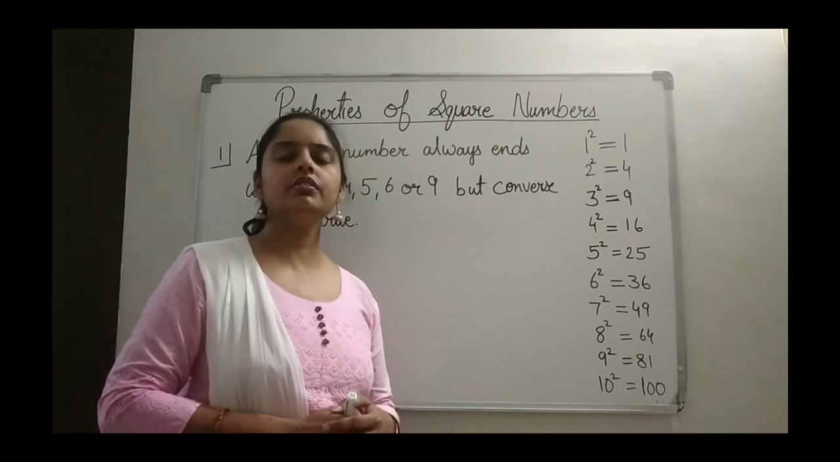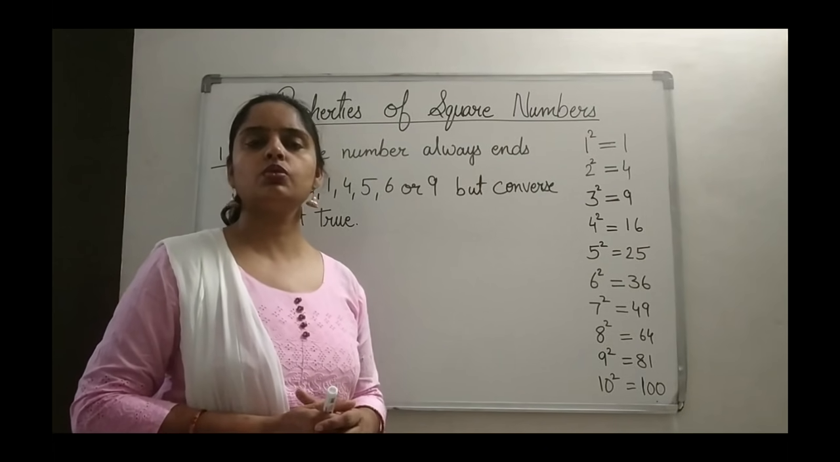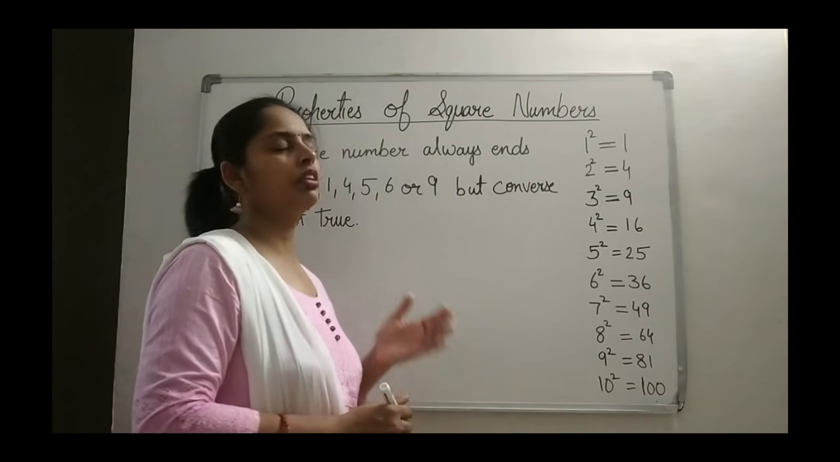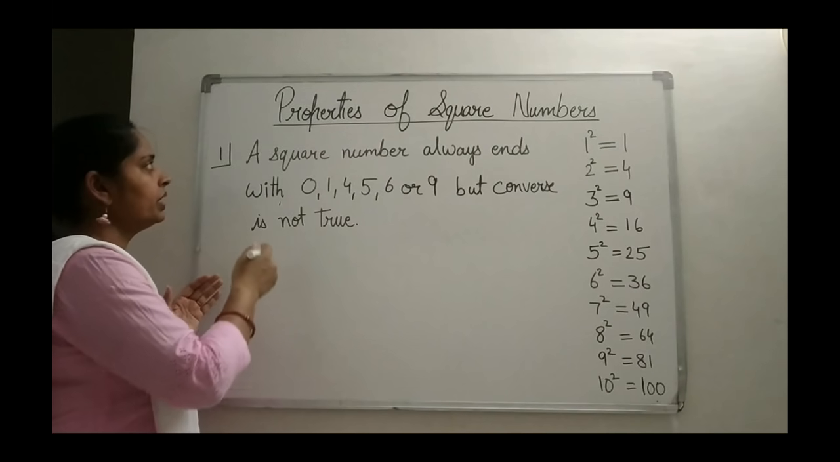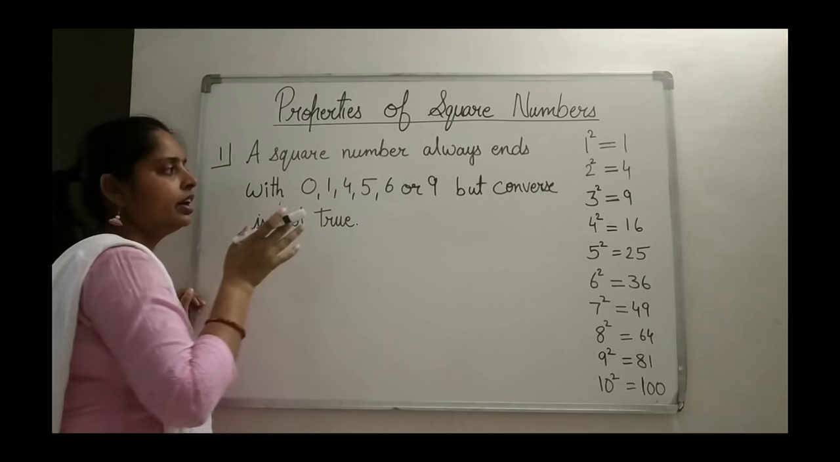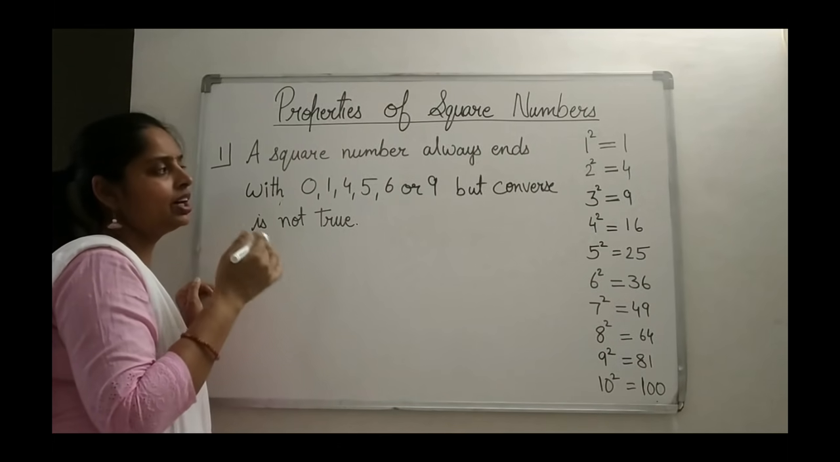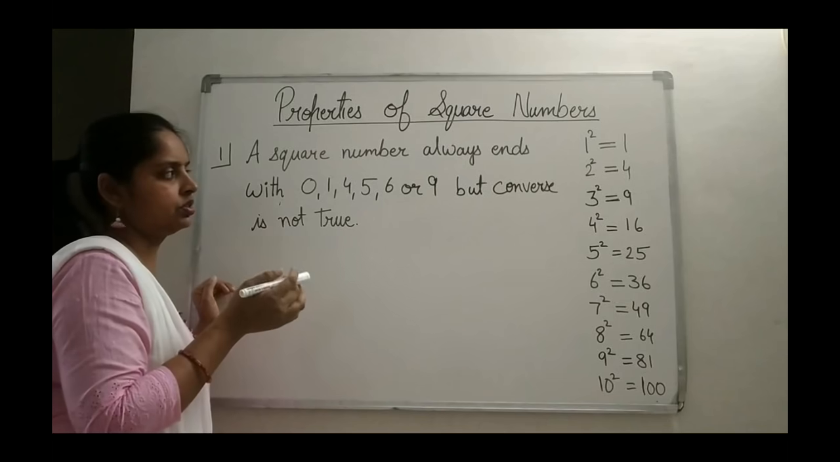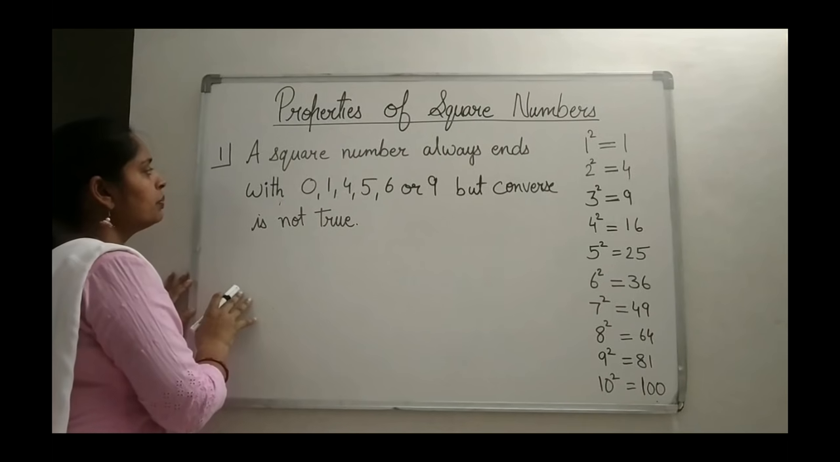Students, as we have started our third chapter, that is square and square root. Now we have the second topic, properties of square numbers. These properties will help you to give direct answers for some of the questions. Fine. See the very first property in this.